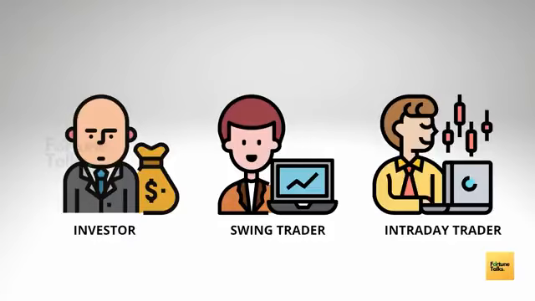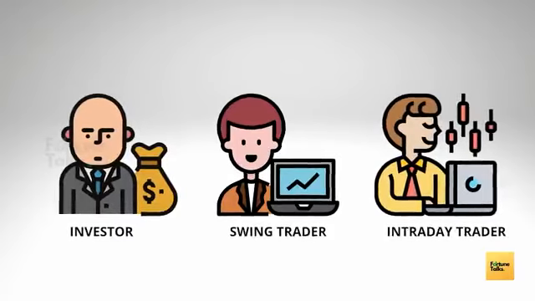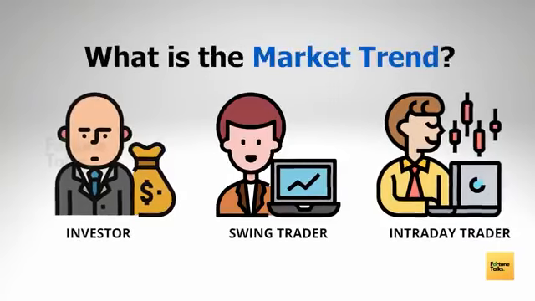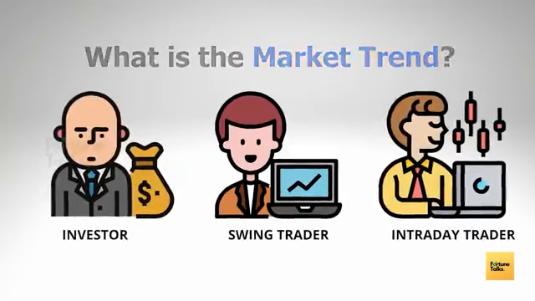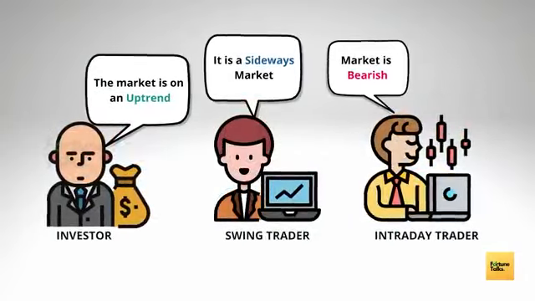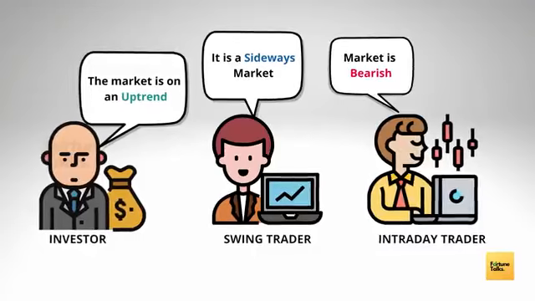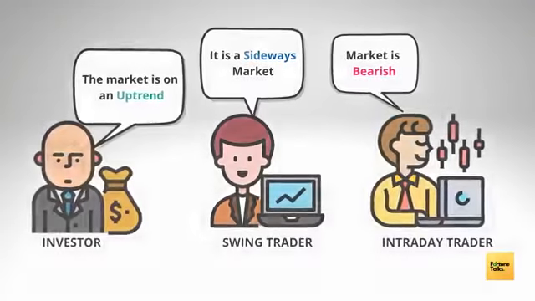Before moving on further, let me talk about a situation where there are 3 stock market participants: an investor, a swing trader, and an intraday trader. If I ask them what is the present market trend, do you think all of them will have the same answer? Not necessarily. Investor could say it's a bullish market, while the intraday trader would say it's bearish trend. Even the swing trader can say there is no trend at all or the market is sideways.